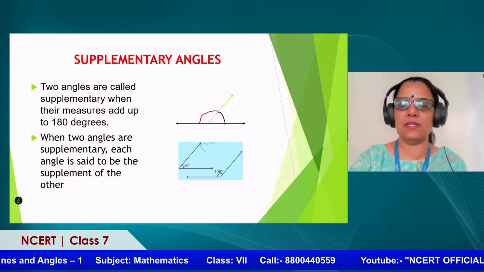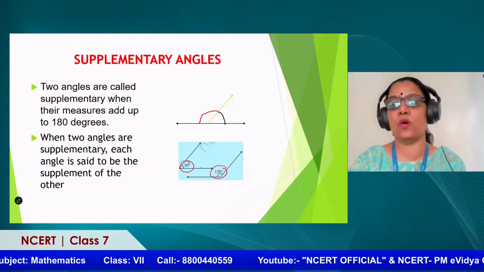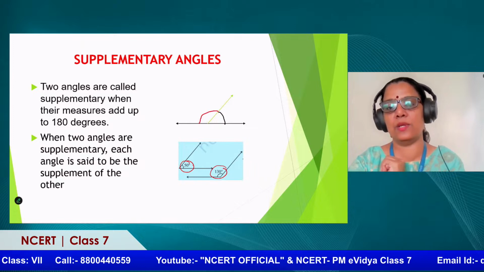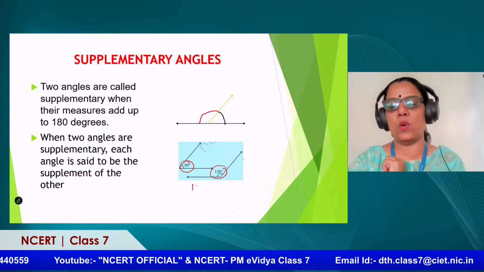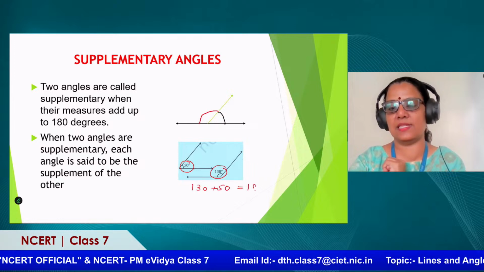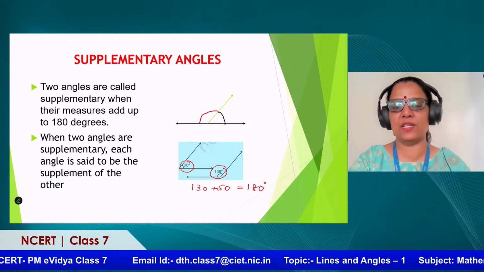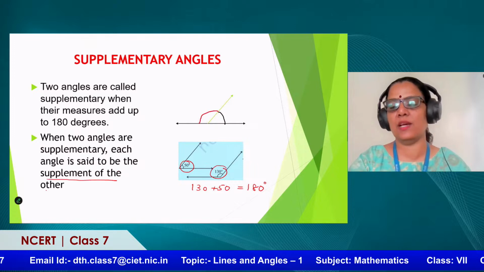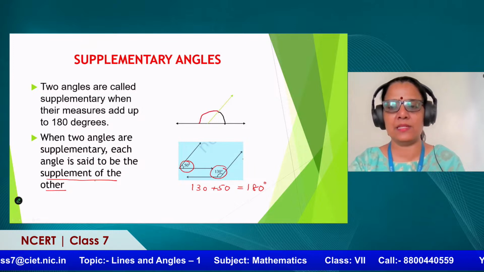Here you can see this angle is 50 and this angle is 130, which you also remember we call an obtuse angle and an acute angle. So when we add up these two angles, 130 plus 50, we get 180. When two angles are supplementary, each angle is said to be the supplement of the other. Are you clear with supplementary angles?